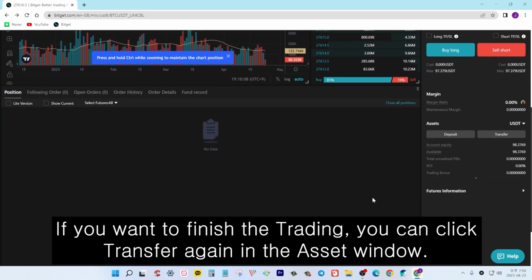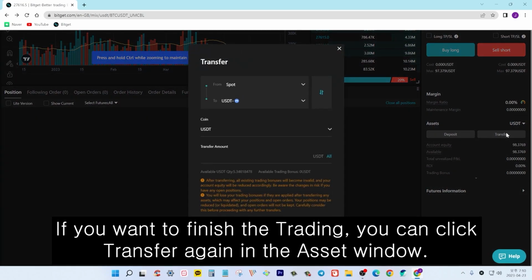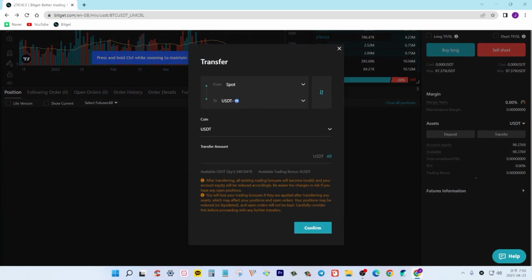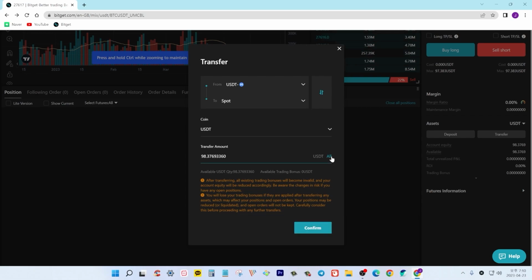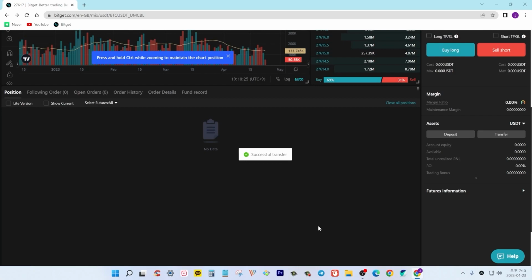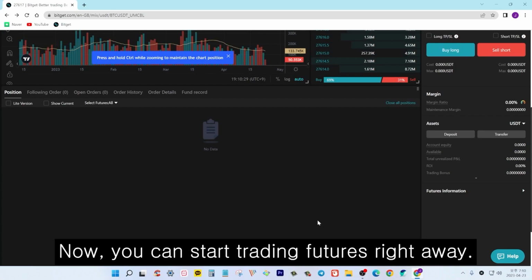If you want to finish the trading, you can click Transfer again in the Asset window. This time, you can switch from USDM into Spot and send the funds to the Spot wallet. Now, you can start trading futures right away.